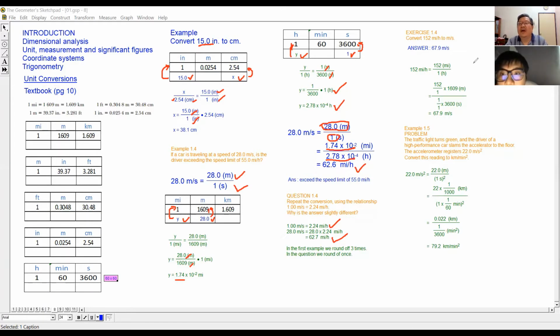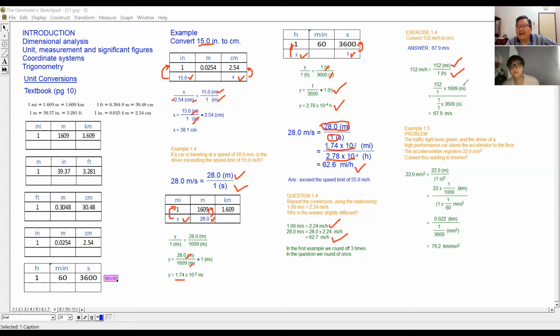First one, 152 miles per hour. It means 152 miles in 1 hour. Per hour means 1 hour at the bottom. Per second means 1 second at the bottom. The denominator is always one. So the top, I want to convert the top 152 miles. So I use 152 divided by 1 times 609.